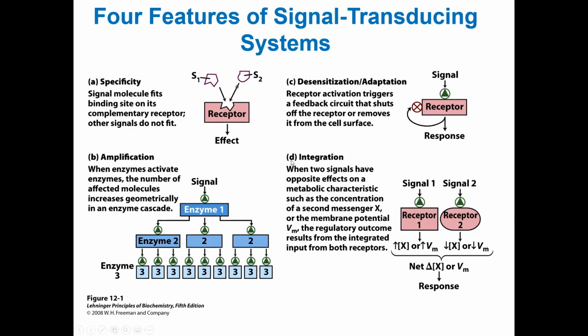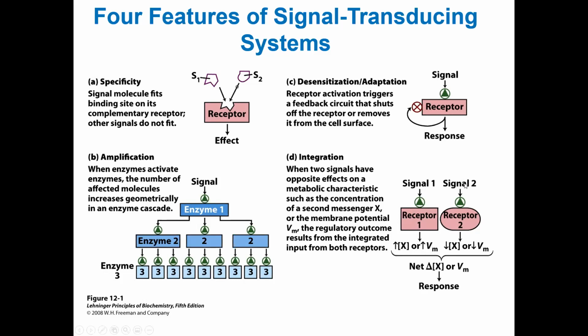The fourth and final one is integration. Okay, so this is a very interesting one that you should pay attention to, and I will show you one signaling cascades where you will see how two different signals can be integrated to create one individual response downstream of the signaling pathways. Okay, so you can see here that signal one, when it's binding to receptor one, the net output is that you are increasing the concentration of X, or you are actually increasing the voltage, Vm.